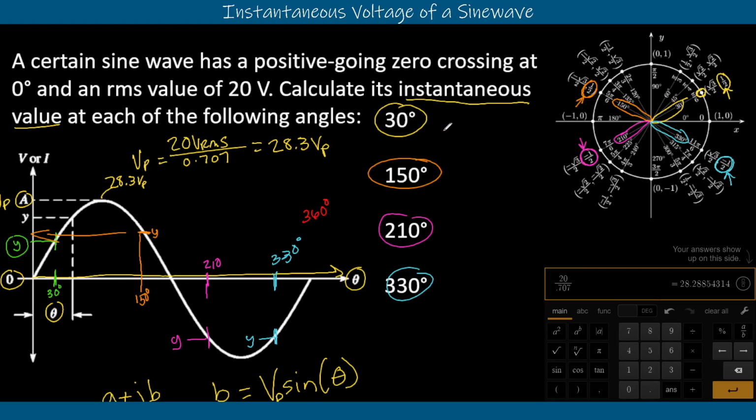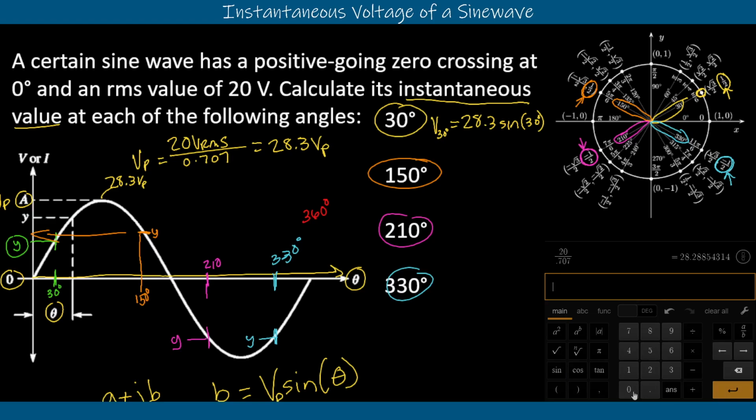We're going to say that the instantaneous voltage that we're looking for at 30 degrees, so V 30 degrees, is equal to the peak voltage, 28.3, sine of 30 degrees. So make sure your calculator is in degrees for this one. So let's do that. We'll say that we have 28.3 sine of 30 degrees. Again, make sure your calculator's in degrees.